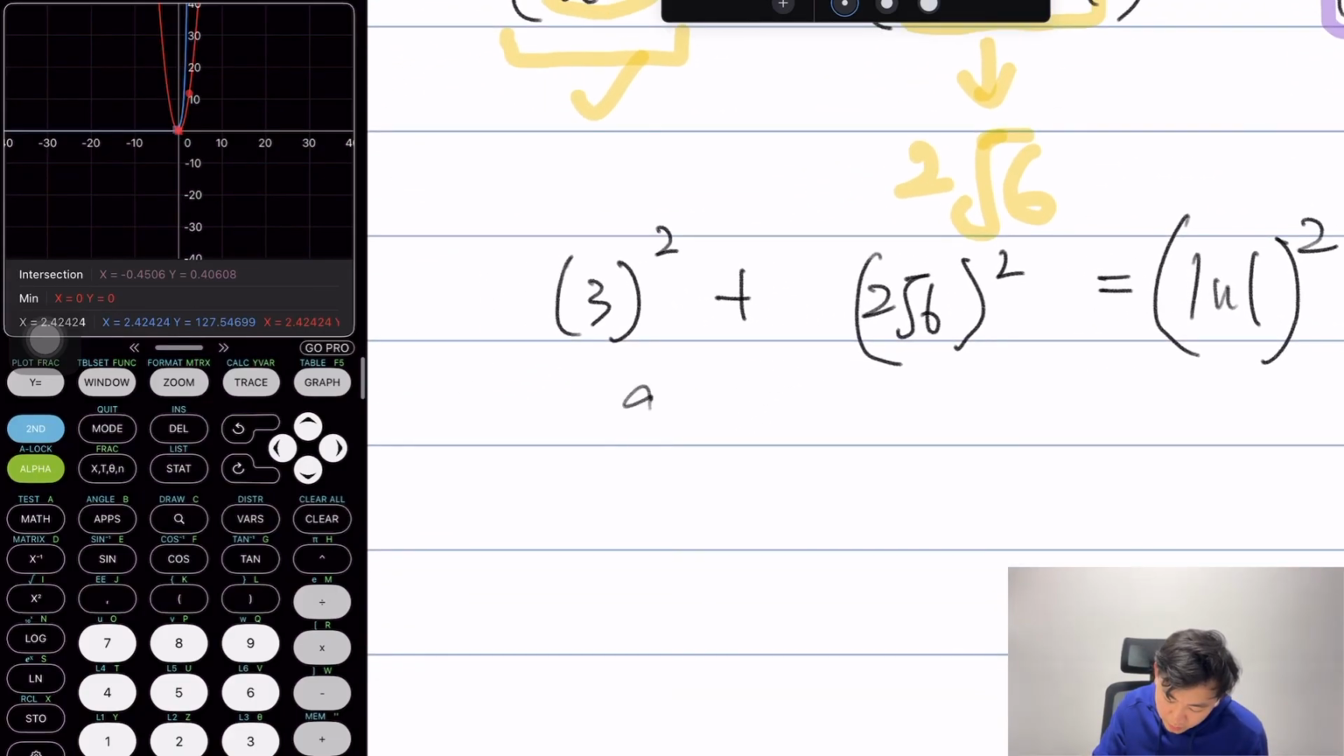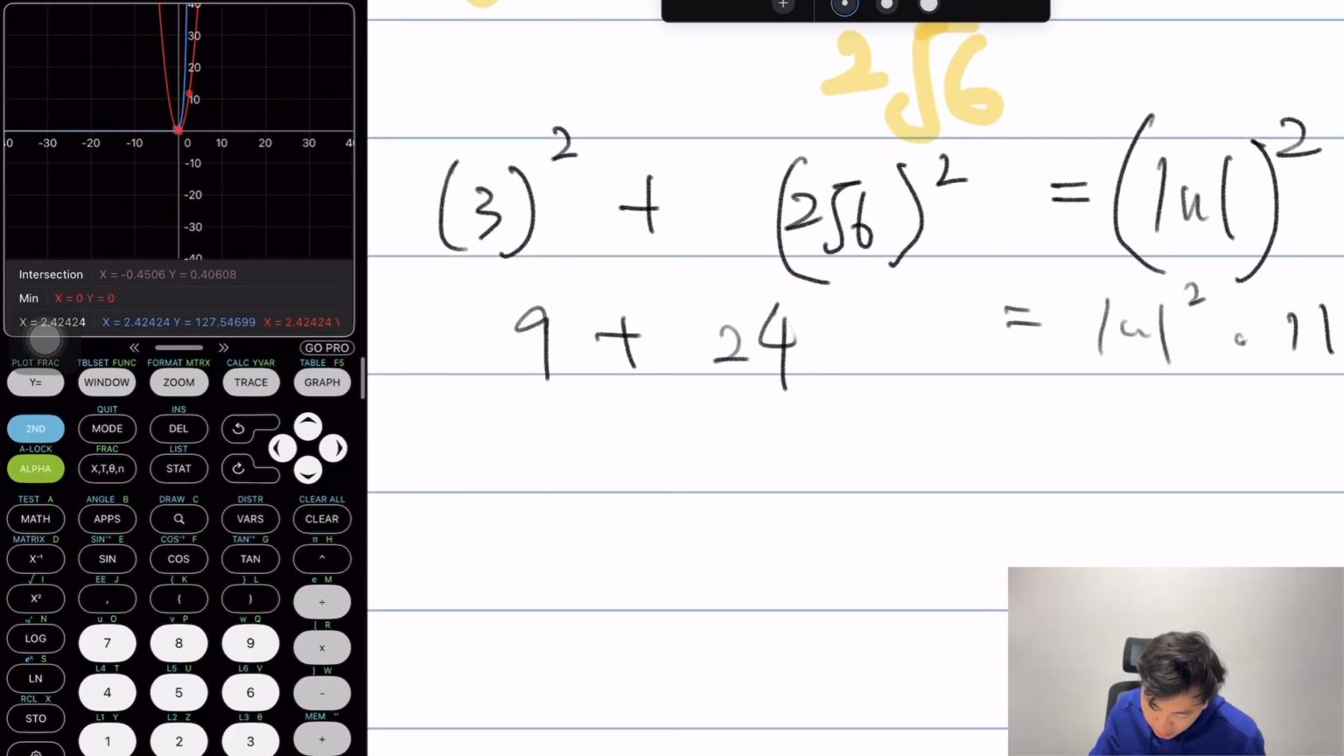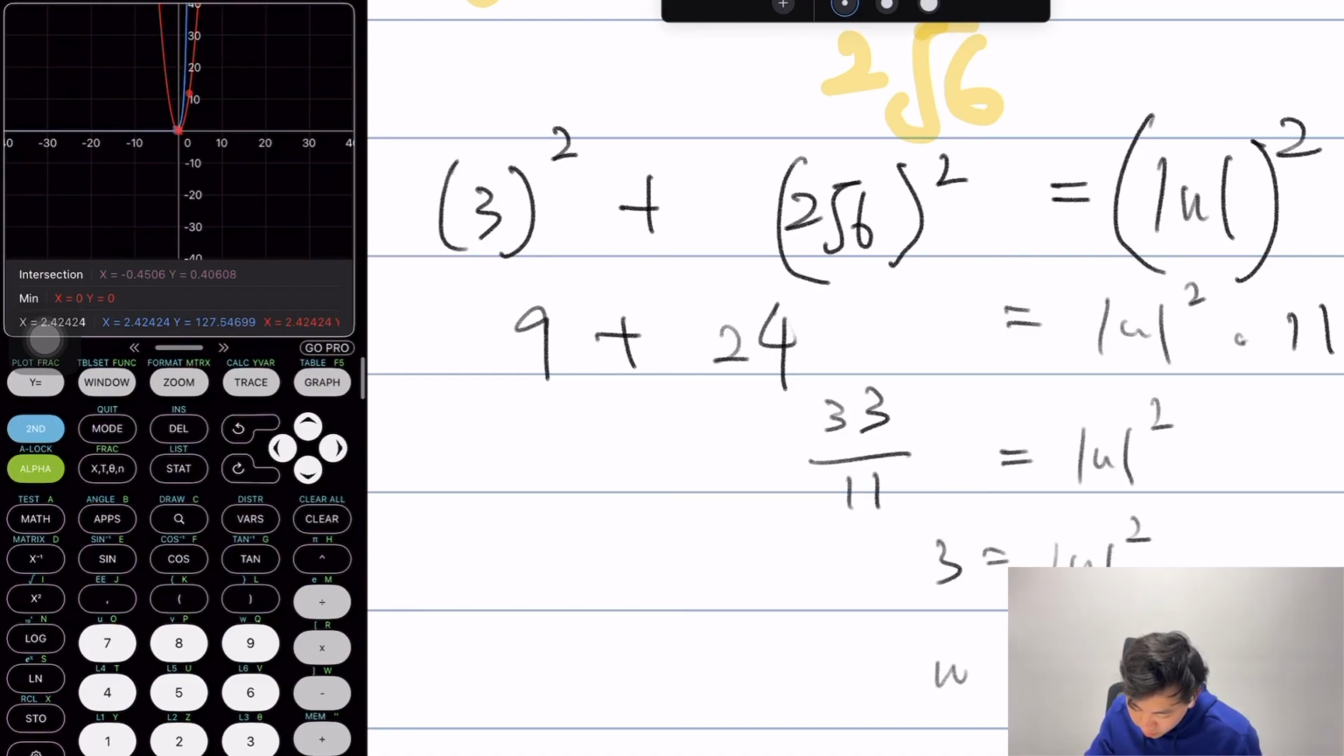So you're going to have 9 plus what is this? This is 4. 2 squared is 4. Root 6 squared is 6. 4 times 6 is 24. 24 equals absolute u squared times root 11 squared, which is 11 only. Okay. So that's going to be 33 divided by 11, that's equal to absolute u squared. So 3 equals absolute u squared. So absolute u is equal to root 3. Okay? Again, pretty straightforward for this one.